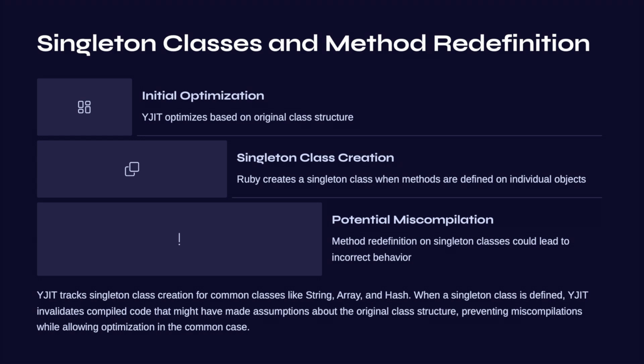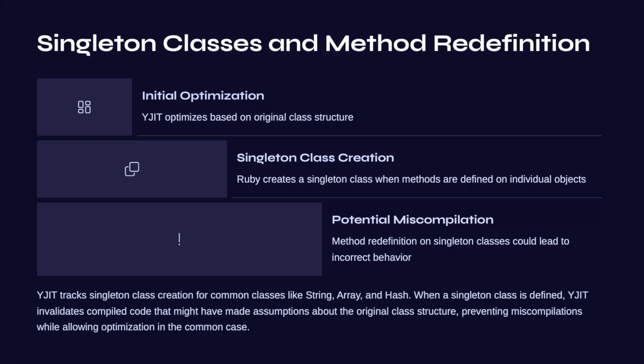Well, imagine YJIT sees a call like misstring plus bar. It checks the type, sees it's a string, and probably compiles highly optimized code assuming the standard string plus method for a concatenation. Makes sense. But what if later in the program someone defines a singleton plus method specifically on misstring? Maybe misstring.define_singleton_method plus. YJIT's compiled code is now wrong. It expects concatenation but should be calling the singleton method. Precisely. If YJIT just runs its optimized concatenation code, it might produce misstring bar, when the correct result, according to the new singleton method, should be baz. That's a miscompilation, a wrong answer.